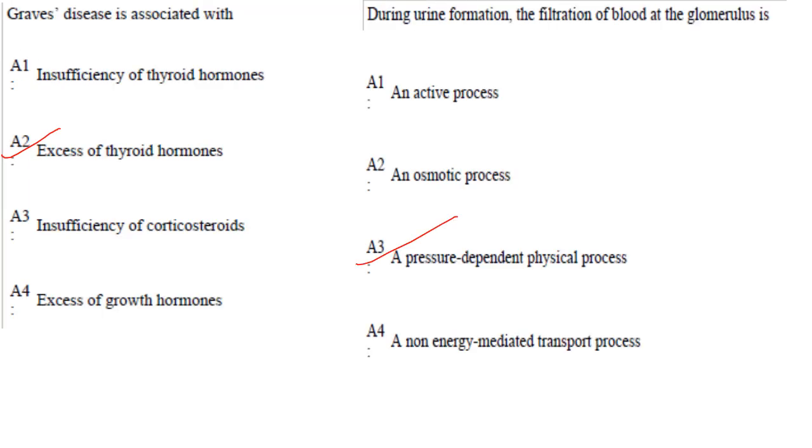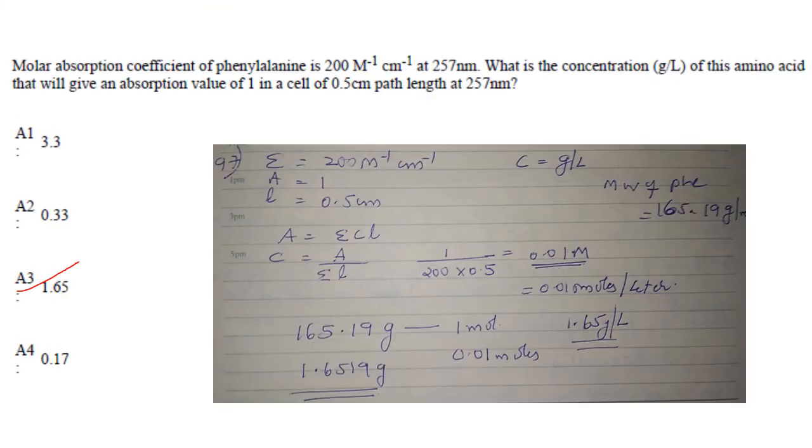Then Graves' disease is associated with... So Graves' disease is an autoimmune disorder that results in the overproduction of thyroid hormones. So, no, not insufficiency, excess of thyroid hormones. 2 is correct. Then during urine formation, the filtration of blood at the glomerulus is... so it is a pressure dependent physical process. Answer is option. Then next one.